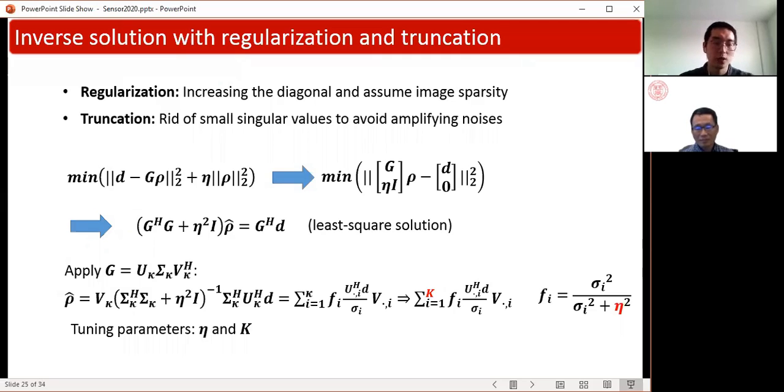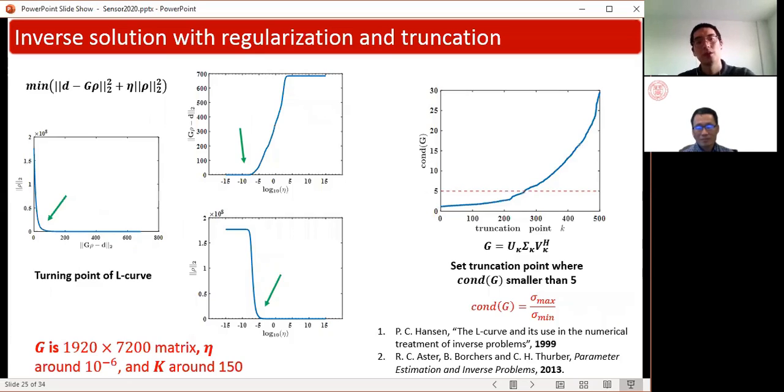We further apply truncation to this summation with parameter k, which means we only preserve the first k terms of the summation and remove the terms with small singular values that cause instability. Both the regularization parameter and the truncation parameter are tunable. So the way to tune these two parameters is briefly shown in this slide.